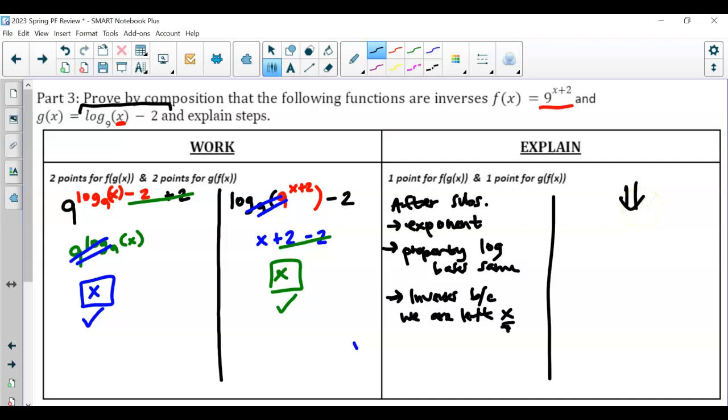Again, make sure to explain not just the first, but explain the second as well. Again, after substitution, we were able to first use the property of the log now. Then we were able to simplify 2 minus 2, which is 0. And again, you are left with x. So they are inverses because they're left with x. So you need to make sure to show your work here. But also make sure to have your explanation for both of those situations as well. And in the end, they are inverses because we were left with x in both situations.